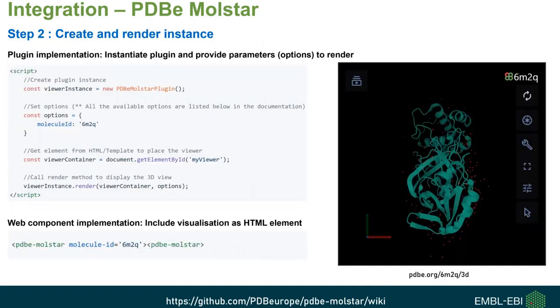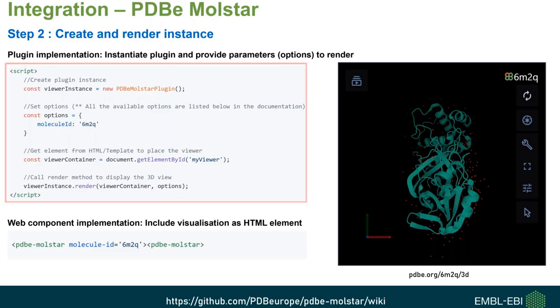Once you include the visualization build files, the second step is to create and render the instance. For plugin implementation, you first have to create the instance object of the plugin. Then you have to create a variable object with options as key value pairs. Here I have set the molecule ID to 6M2Q. It is a recently released PDB entry related to COVID-19.